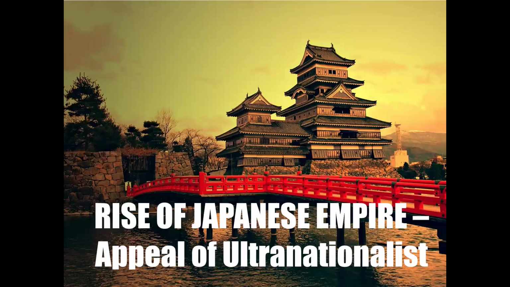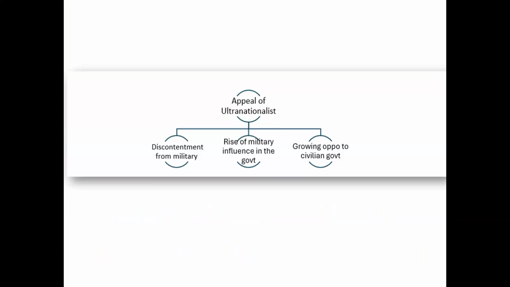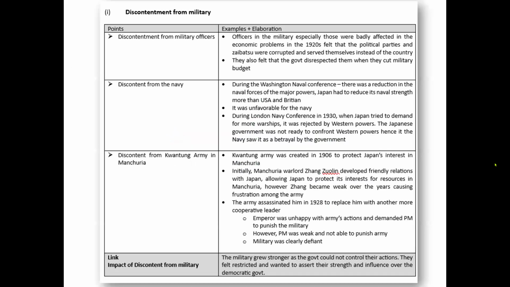Now, who then is this ultranationalist, and what's the impact? How did this lead to the rise of militarism in Japan? When we talk about the appeal of ultranationalists, we're looking at three aspects: the discontentment from the military, how the military rose and influenced, and the growing opposition to civilian government. While the military seems to be independent of what the government is doing, the military is also affected.